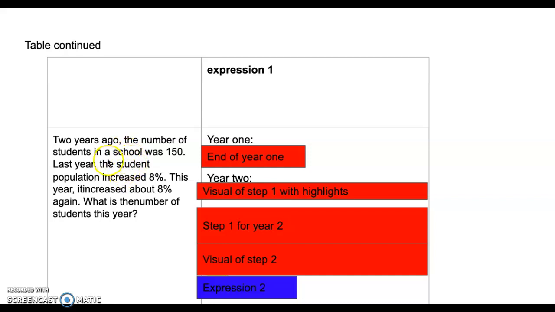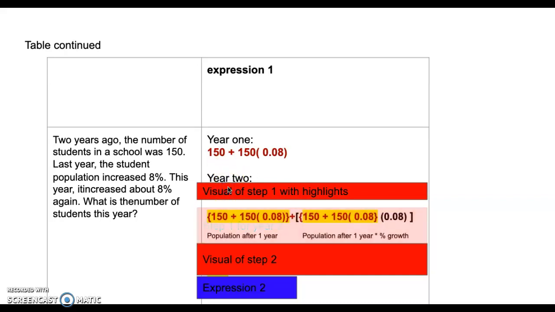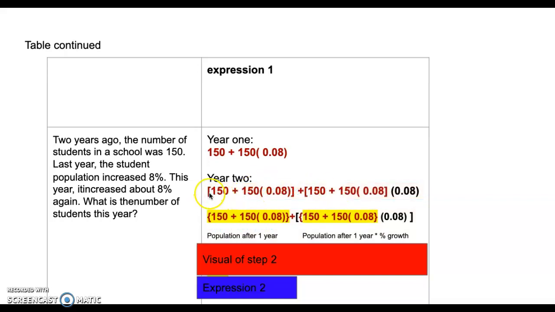Two years ago, the number of students in a school was 150. Last year, the student population increased by 8%. This year, it increased by 8% again. What is the number of students this year? So this is year one, right? This is doing it the expression one way. Oops, so I got those backwards.